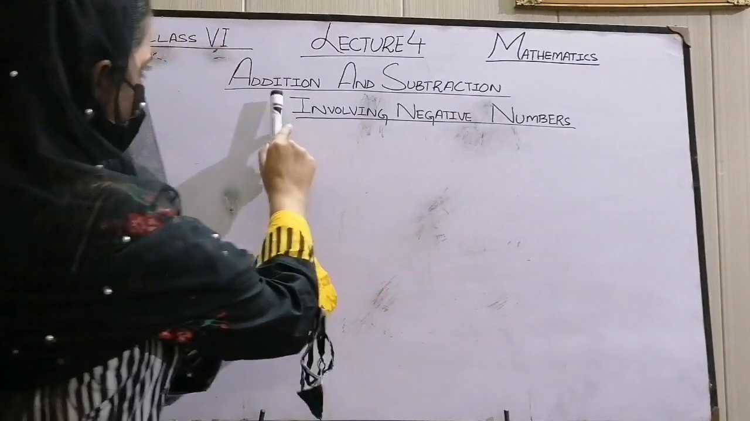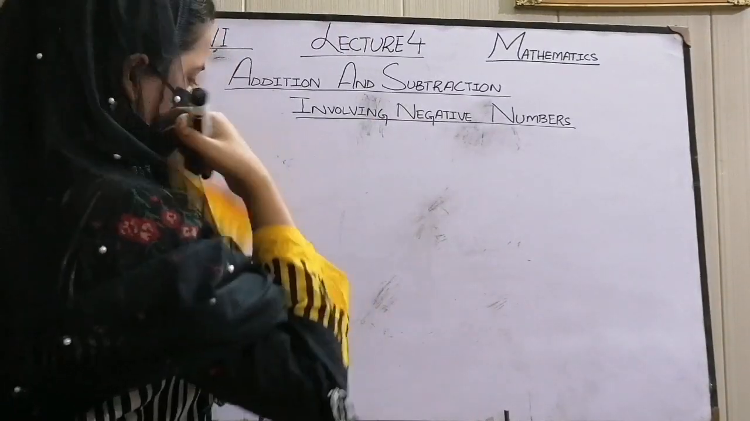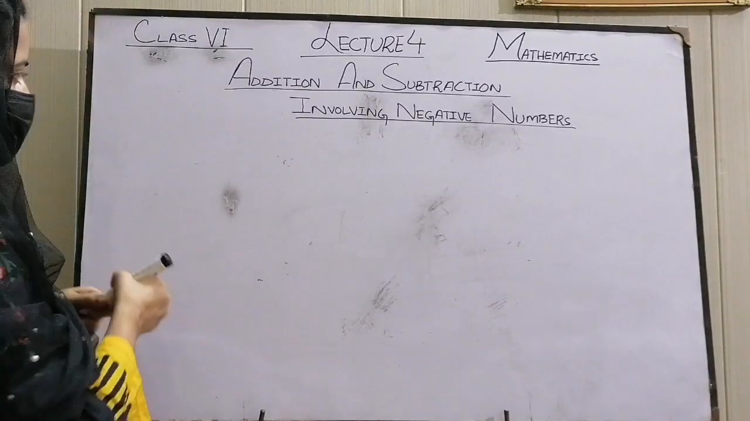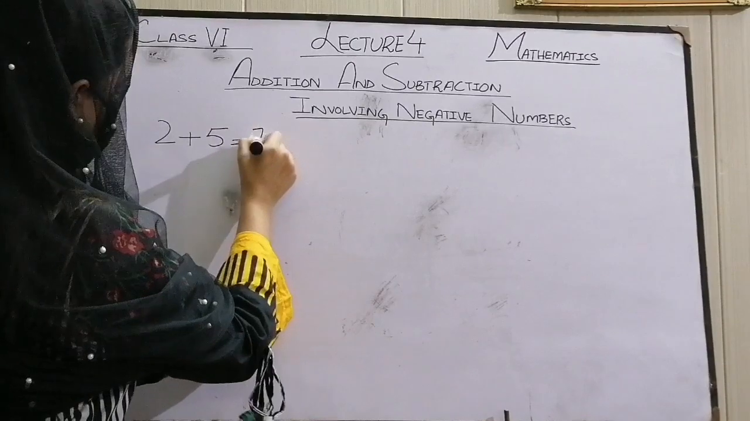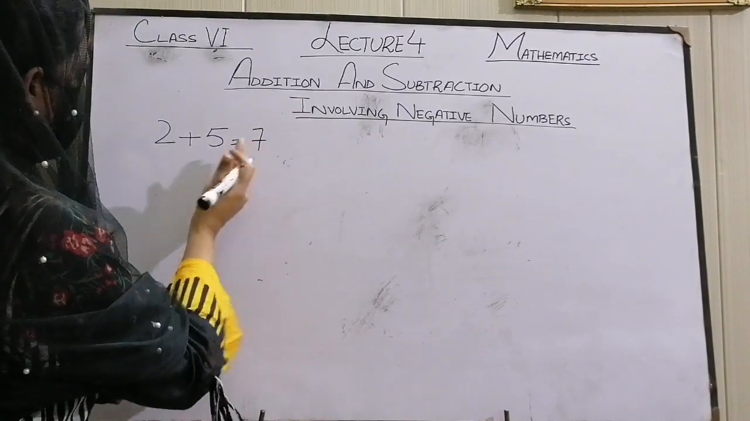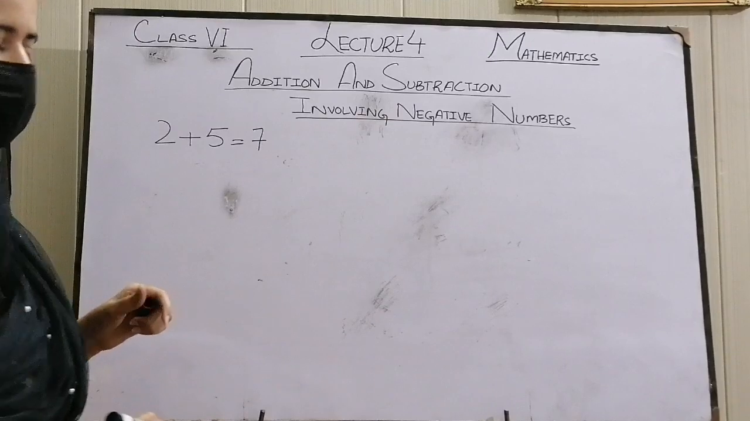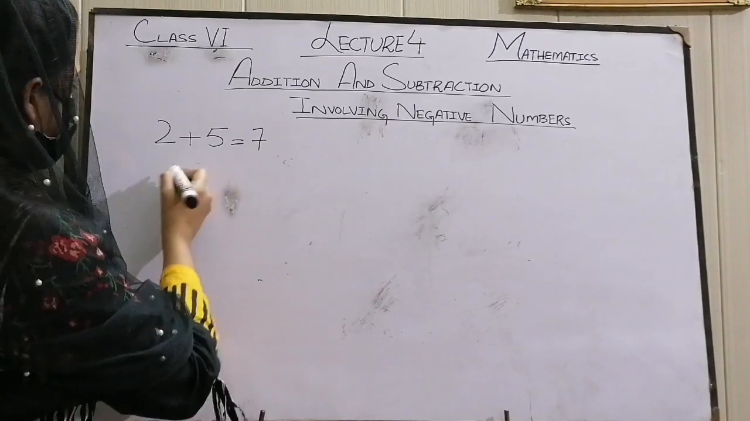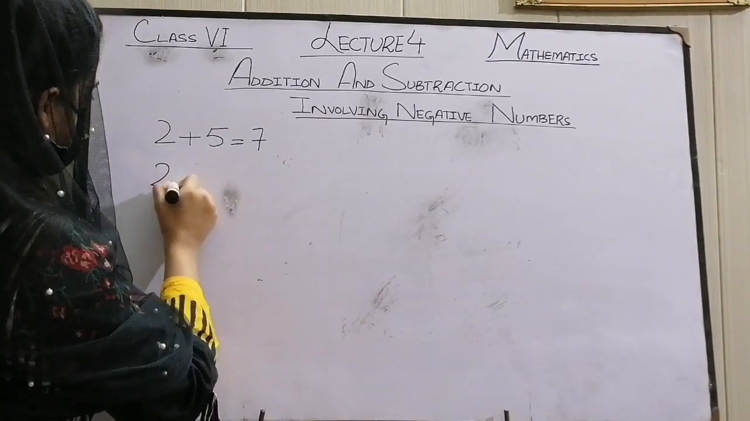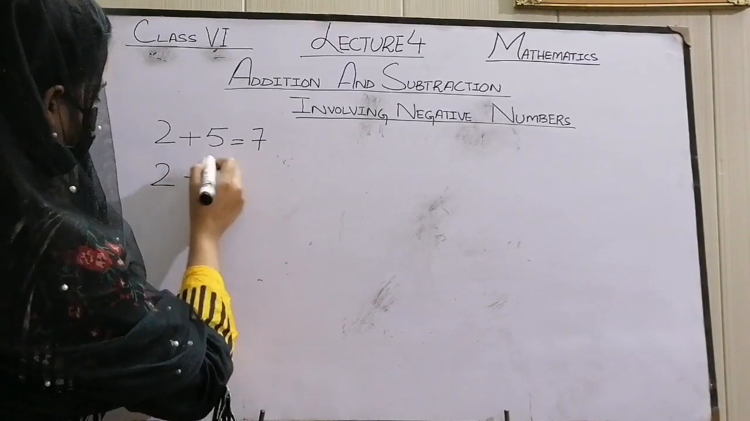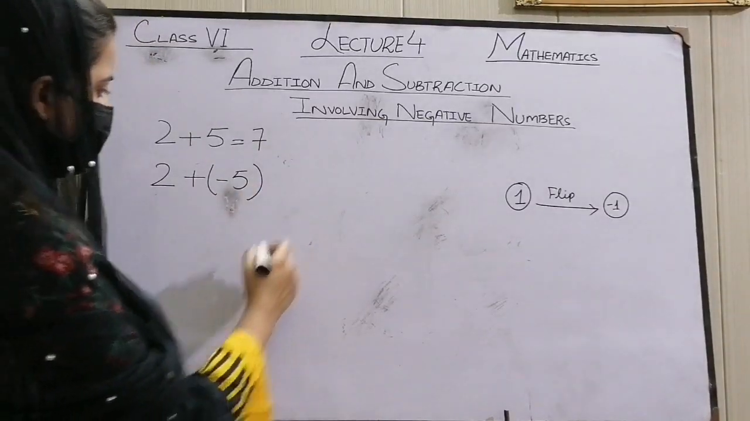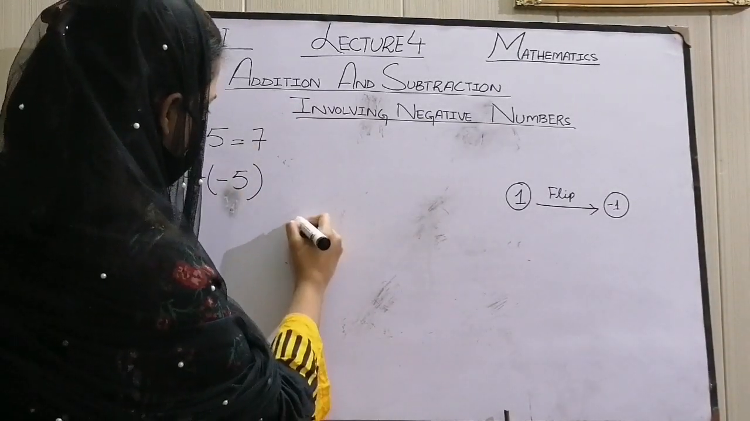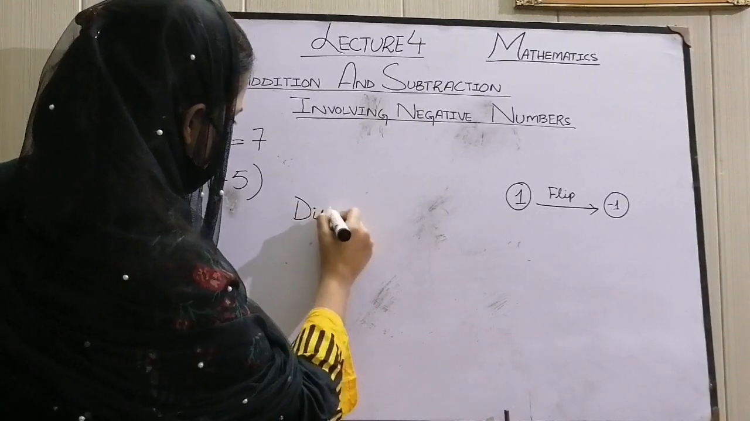Now we are going to start exercise 2B, which involves addition and subtraction involving negative numbers. In previous classes you studied addition or subtraction using positive numbers like this. But now we have to do this procedure with negative numbers. Let's say we have two numbers, 2 and minus 5, and we have to add these numbers. Now I will show you the disk method to do addition involving negative numbers. We call this the disk method.